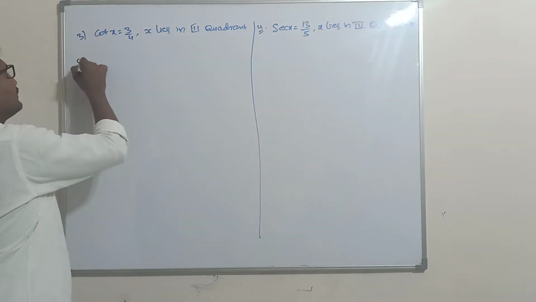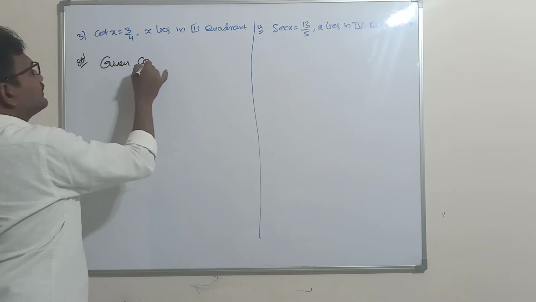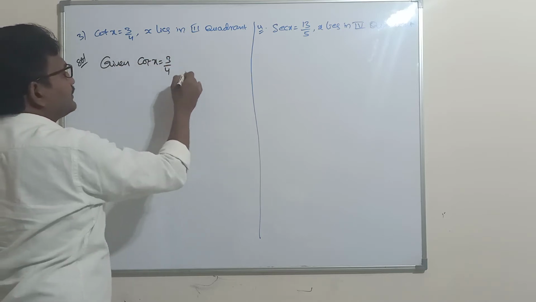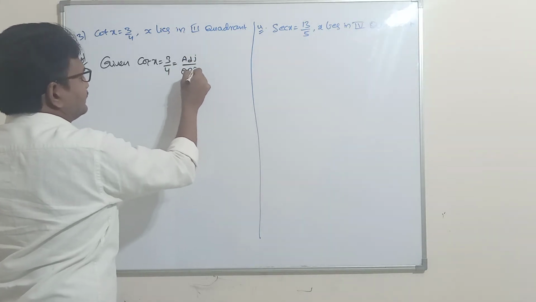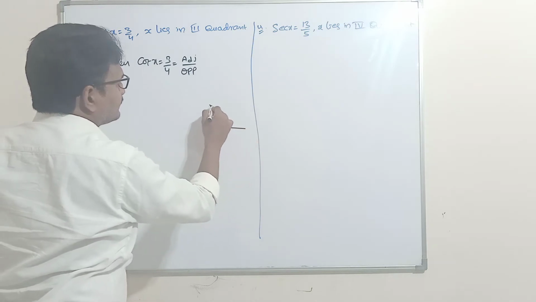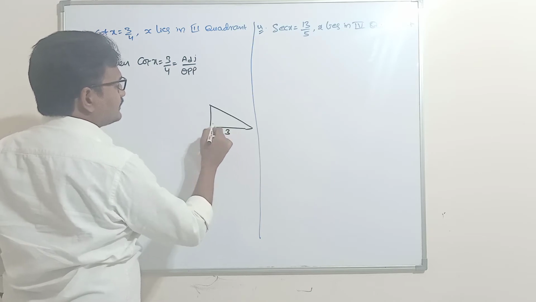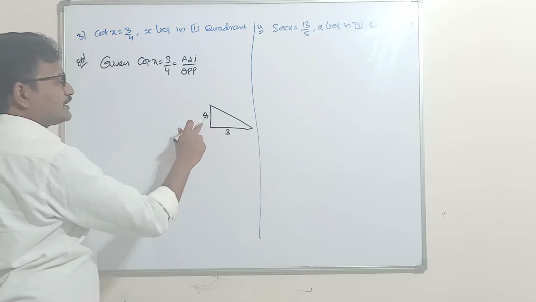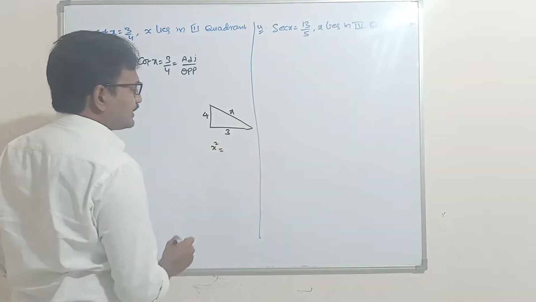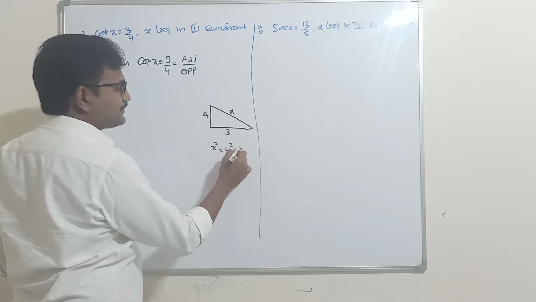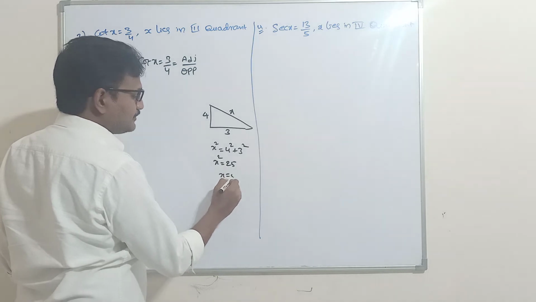Next, third problem: cot x is equal to 3 by 4. Cot x means adjacent side by opposite side. So for a right angle triangle, cot x value is given as 3 by 4. So adjacent side is 3, opposite side is 4. Let the hypotenuse be x. According to Pythagoras theorem, x square is equal to 4 square plus 3 square. So x square is equal to 16 plus 9, 25. So x is equal to 5.